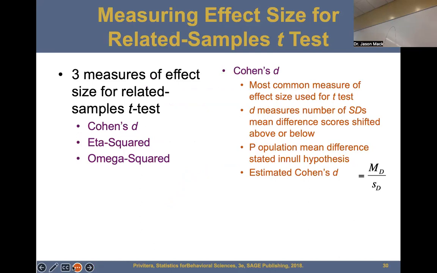So we have Cohen's d, eta squared, and omega squared. Cohen's d is the most common measure of effect size used for t-tests. d measures the number of standard deviations the mean difference scores shifted above or below the population mean difference stated in the null hypothesis. The estimated Cohen's d is the mean difference over the standard deviation. We're going to walk through this in a moment on the worksheet.